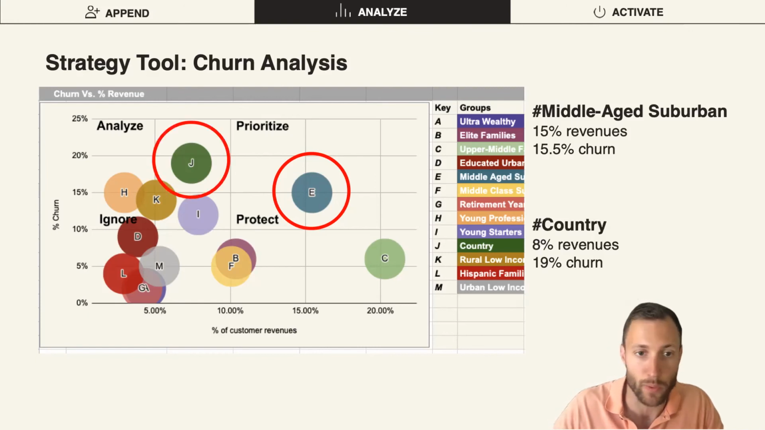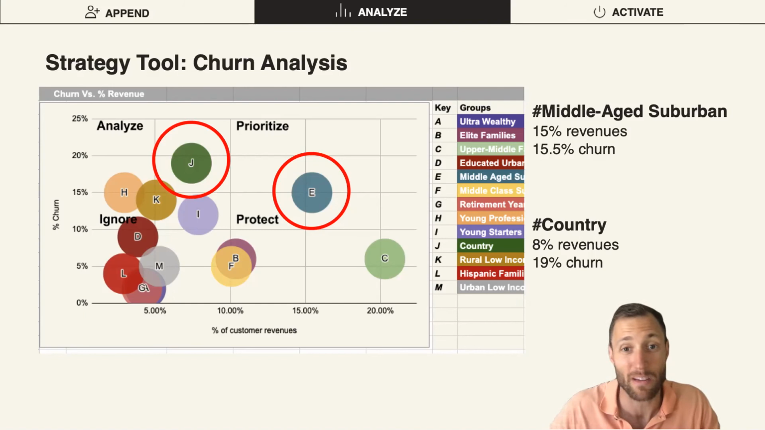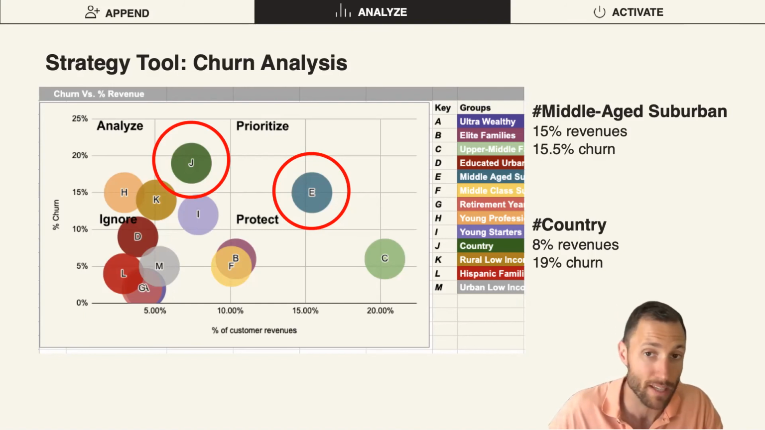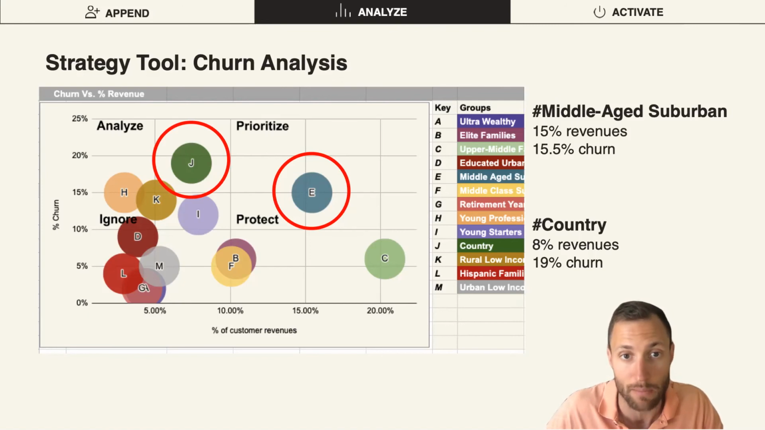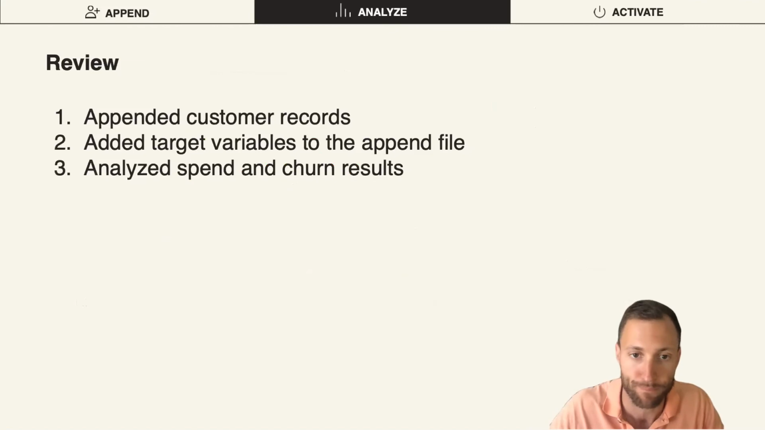And then finally, we can see that hashtag country, they make up 8% of our revenues. They have 19% churn, the highest churn. This makes sense because we probably don't even know that this is a valuable customer segment to us. So there's a good chance that we're not speaking to these people correctly.